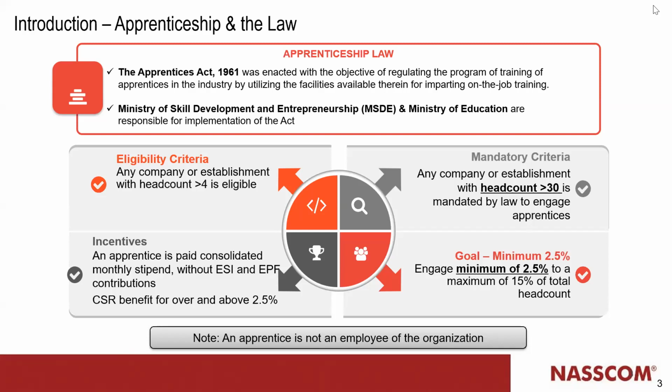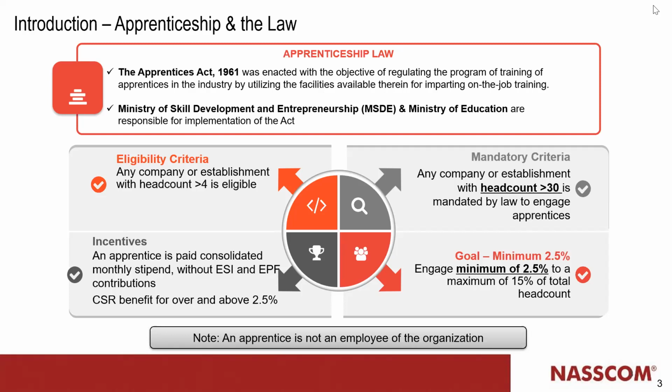And some companies, since of course we will discuss the financial incentives, can go up to 15% of their total headcount. They can engage that many apprentices. And by the definition in the law itself, apprentices are trainees. They are not employees of the organization where they are being engaged. Hence all these labor laws will not apply to them.